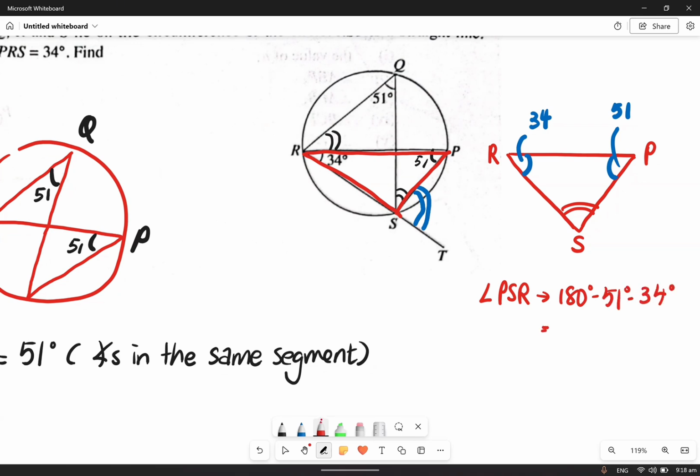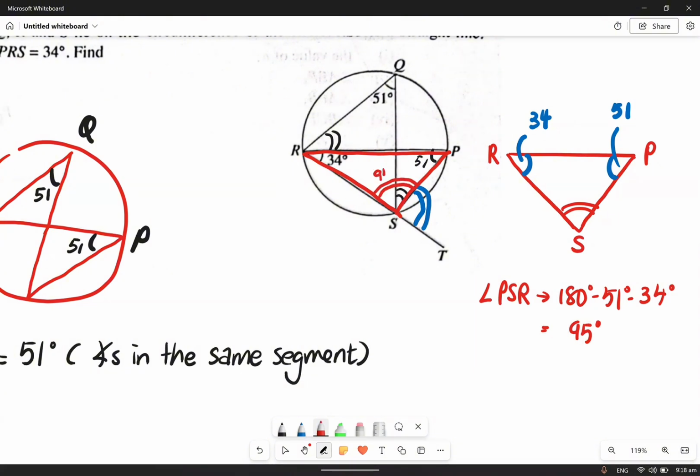Who doesn't understand why I am doing this? Okay, you all understood, right? So let me just calculate this. Can somebody maybe help me also? You get 95 degrees. So this entire thing is 95 degrees.